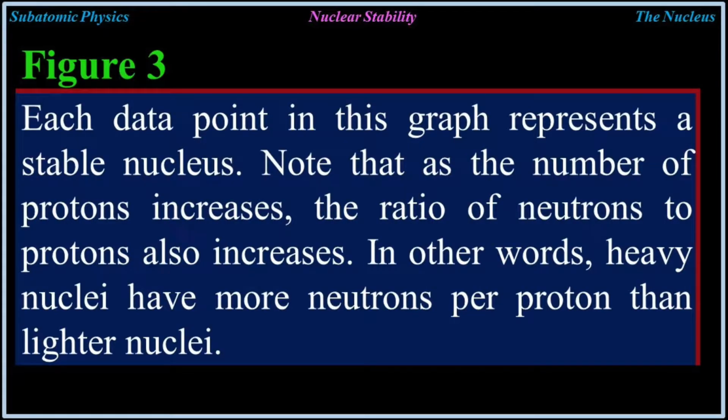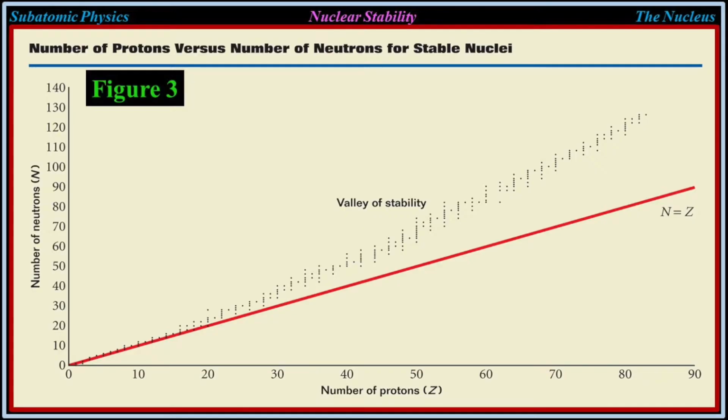Figure 3: each data point in this graph represents a stable nucleus. Note that as the number of protons increases, the ratio of neutrons to protons also increases. In other words, heavy nuclei have more neutrons per proton than light nuclei. Study this graph very carefully. It shows the stability, how when things get very heavy at the top, things are going to start to fall apart.